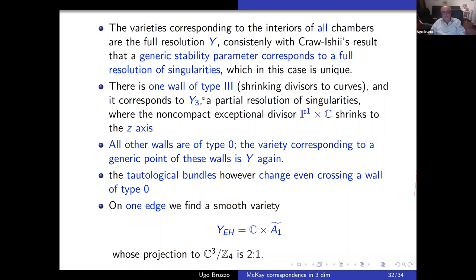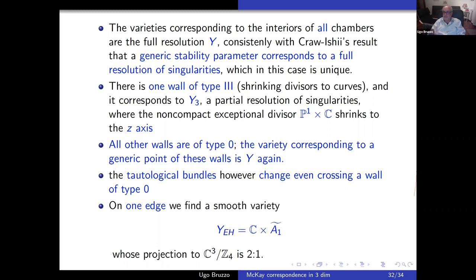And this also is consistent with the following fact. All walls are of type zero, so nothing happens. But there's one wall which is of type three. This shrinks the divisor to curves. And then it cannot but happen that when you go through such a wall and you re-emerge on the other side, you get the same variety, because the resolution, the blow up of a divisor, is unique. There is no space for doing it in a different way.